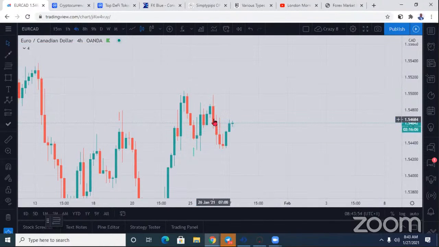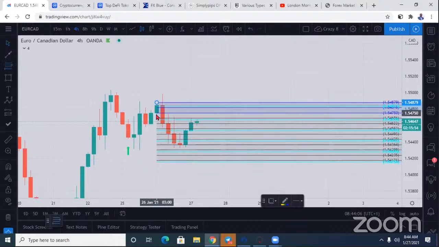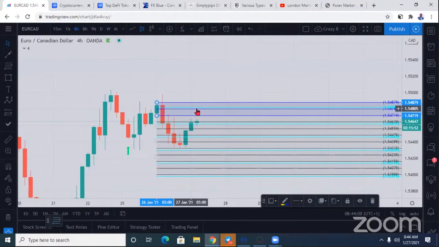So let's say you're having this candle here, this bearish engulfing. If you're looking for the mean threshold, it is basically the middle, right? Again, if you draw your fibs, that point is 0.50, which is also the middle.